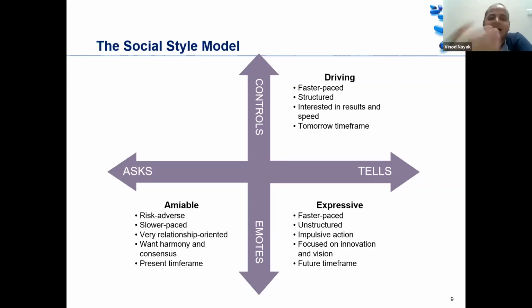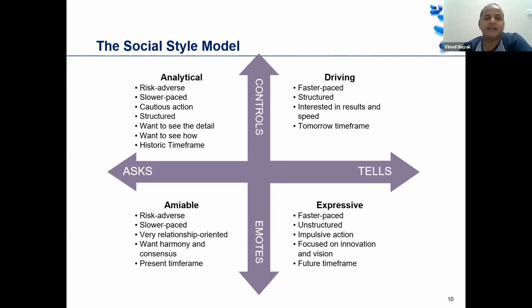Then comes the last one, wherein people ask things, but they want to have control also. So what kind of people are these guys? These guys are more analytic in nature. They are risk averse. They don't want to take any risk. They do speak slowly. They are very cautious in terms of taking actions. However, their communication will be more structured.